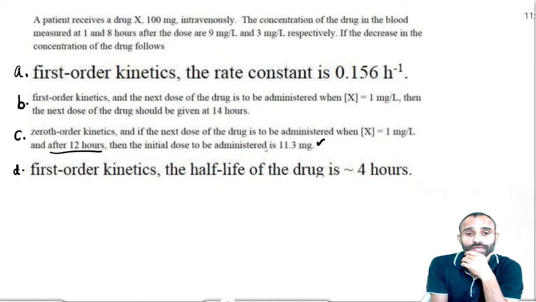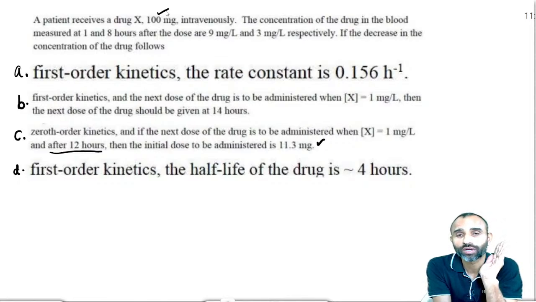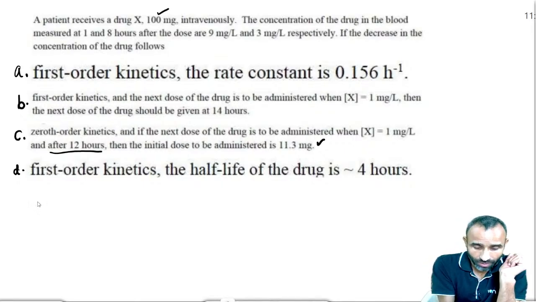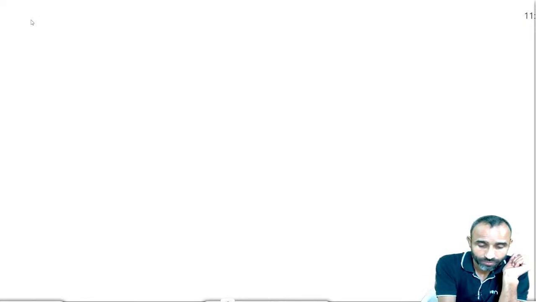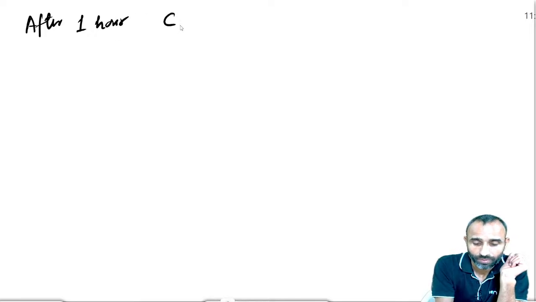See, when we administered 100 milligram, we don't know the concentration, because it is not given per liter. But when concentration of the drug after 1 hour, we know the concentration, that is 9 milligram per liter. Means after 1 hour, concentration is 9 milligram per liter.